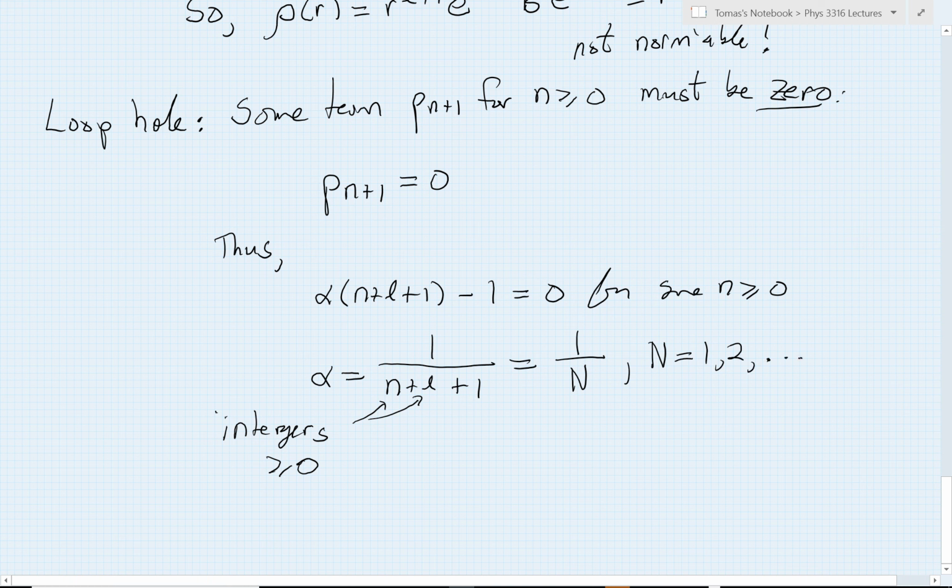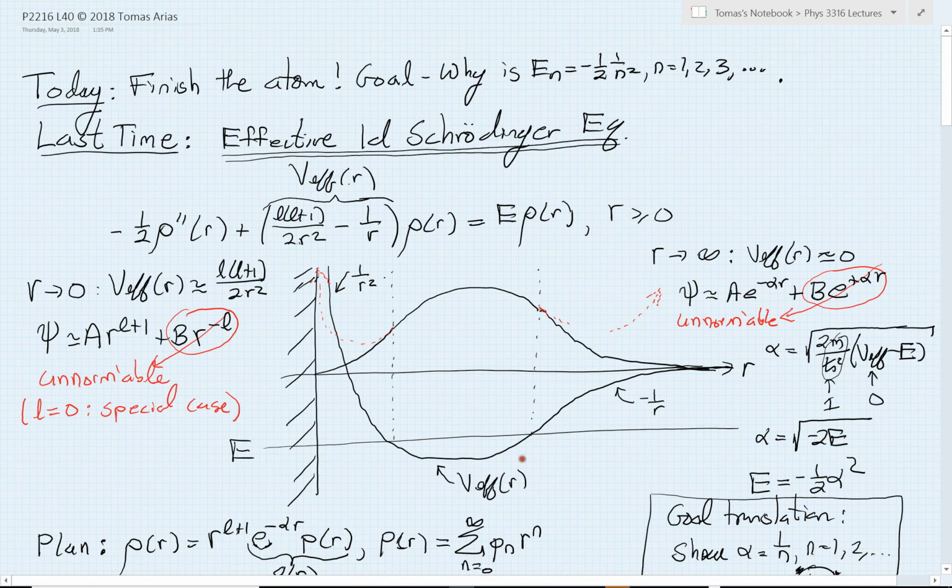So, if you think about it, that's it. We've done it. The theory actually gives us, through the boundary condition, exactly the condition we were looking for. So alpha is an inverse natural number, and therefore, from the very beginning, the energy is minus 1/2 times an inverse natural number squared, which are precisely the experimental results. And we've taken the course full circle, and we've now solved for the structure of the atom.